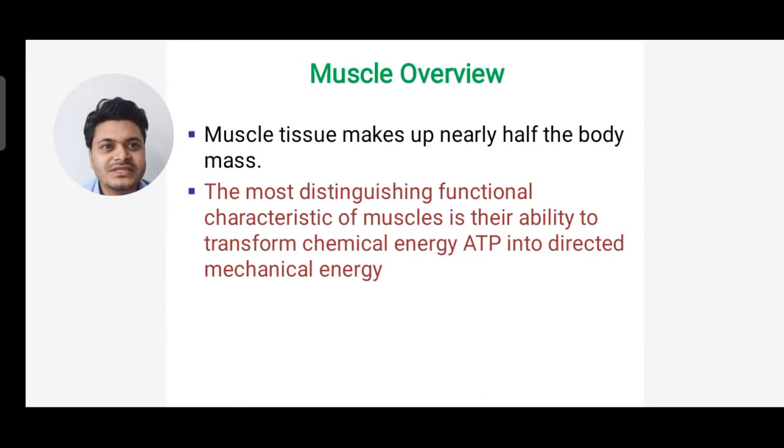Now muscles make up nearly half of the body mass. The most distinguishing functional characteristic of muscle is their ability to transform chemical energy, ATP, into directed mechanical energy. Alright, so the ATP, that is a chemical energy, will be converted into mechanical energy.